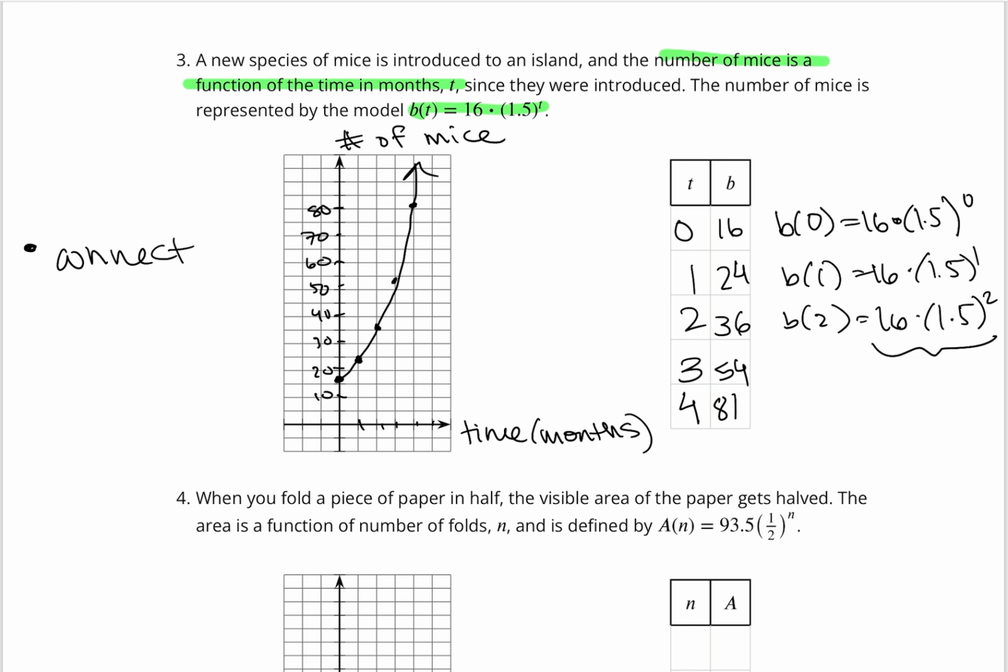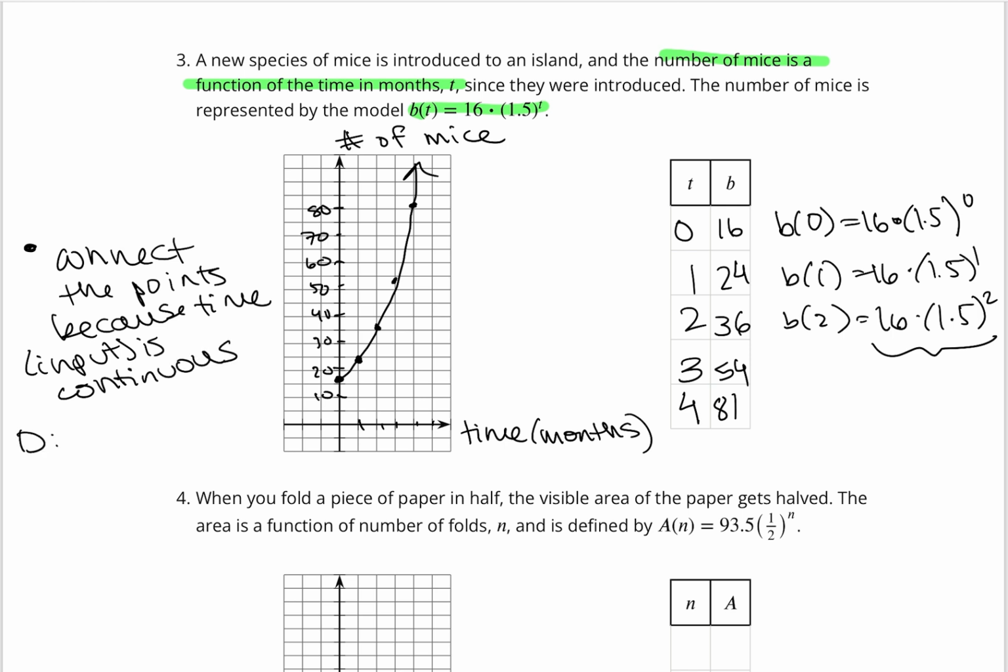So it's not like all of a sudden on month 2, boom, there's 36 mice out of nowhere. Throughout the month, the number has increased. So we connect the points, or connect the dots, because time is continuous. Time, our input, is continuous. And then for the possible domain and range, domain would be all positive numbers. We're not going to have negative values. Range would be all positive whole numbers, because you can only have a whole number of mice.